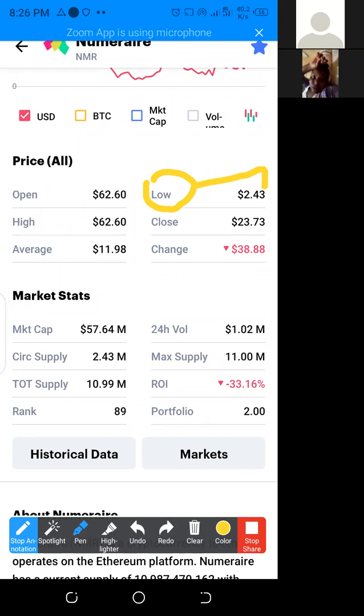Are you getting it? $2. Look at this high. The highest this coin has gone is $62. So if it has gone as high as $62, and right now, remember we checked the price. It was how much? $23. I'm telling you to buy this coin. Buy this coin.